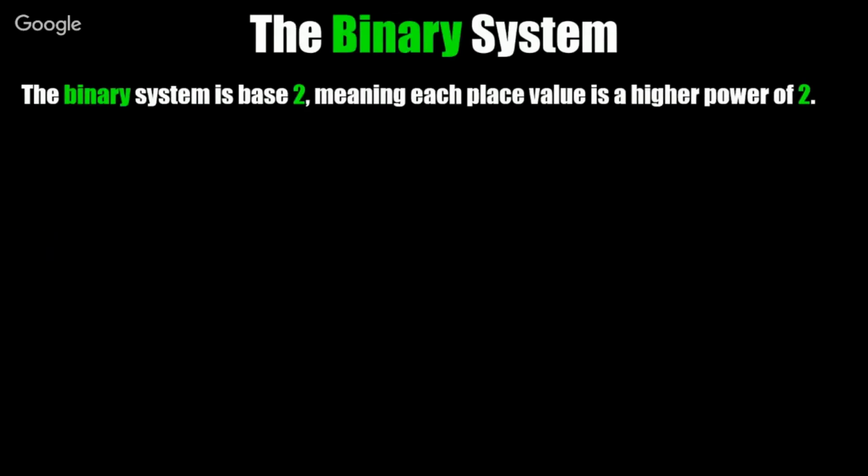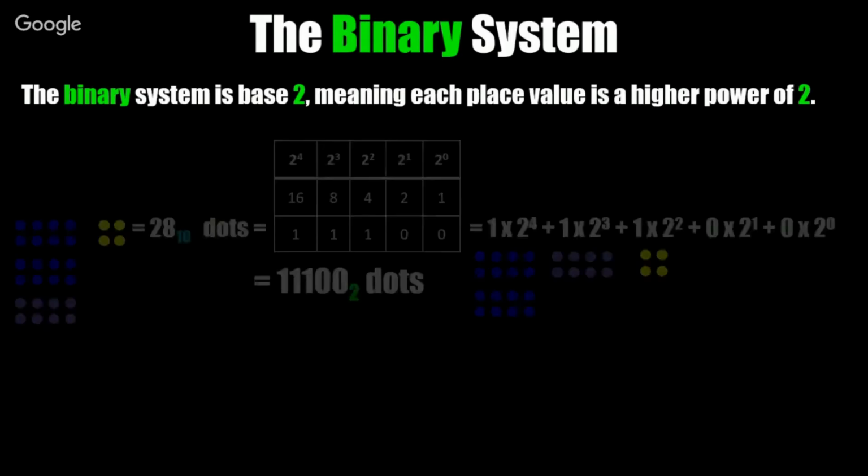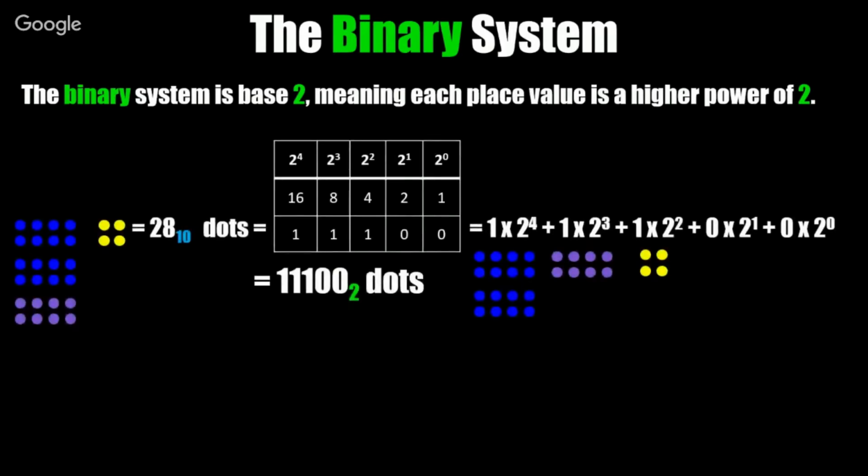As mentioned earlier, the binary system operates in base 2. That means each place value represents a higher power of 2. Here you can see the same dots that we've been working with, 28 dots. In binary, there are 11100₂ dots, not 28 as there are in decimal. Just look at the table in the middle.